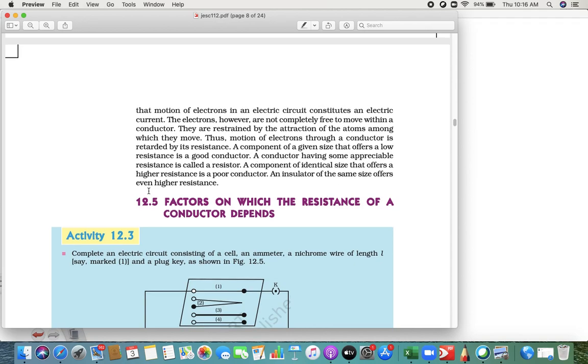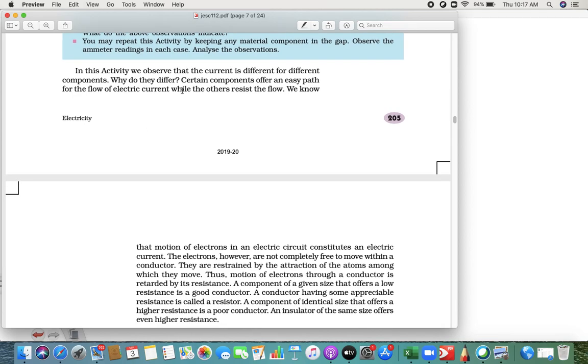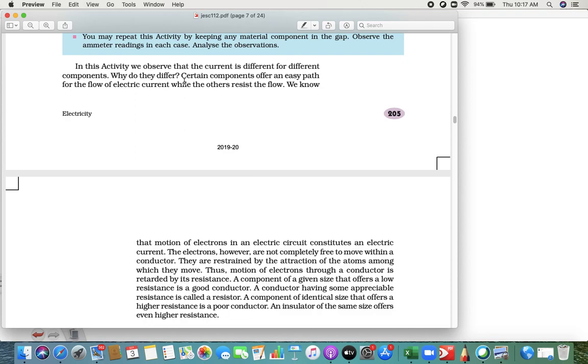They said that in this activity the current is different for different components. Certain components offer an easy path for the flow of electric current, while others give a resistance to it. Basically the battery is providing the same potential difference to all, but why can you not see equal current in all? Because the resistance offered by each of them is different.